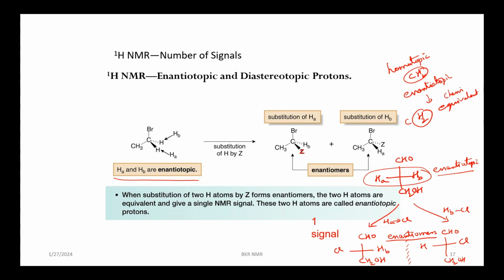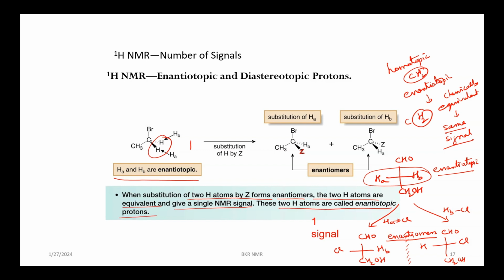They are chemically equivalent and they'll give you the same signal. They'll give you one signal. So these two hydrogens will give you only one signal. So when substitution of two hydrogens by Z forms enantiomers, the two hydrogens are said to be equivalent. They give you a single NMR signal, and these two hydrogens are called enantiotopic protons.